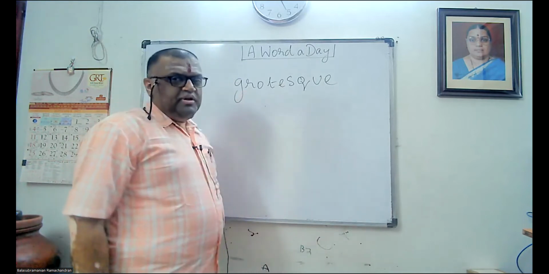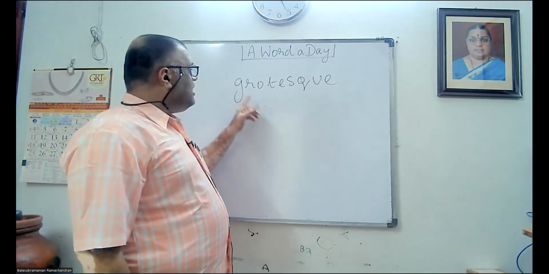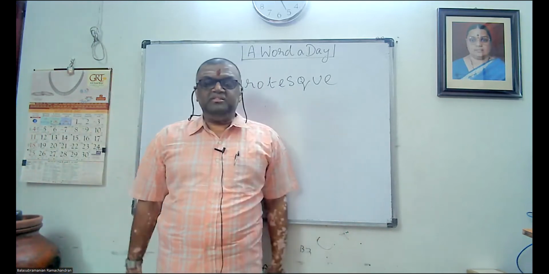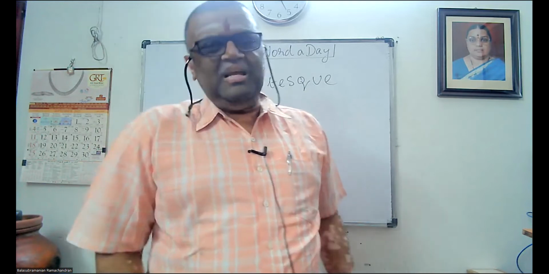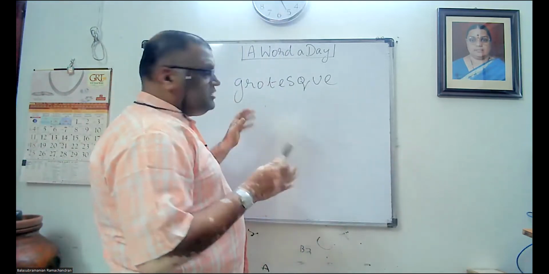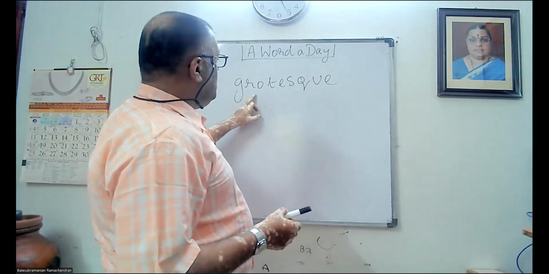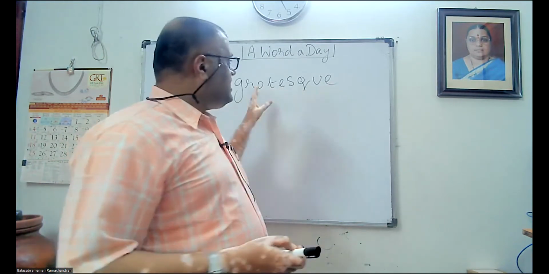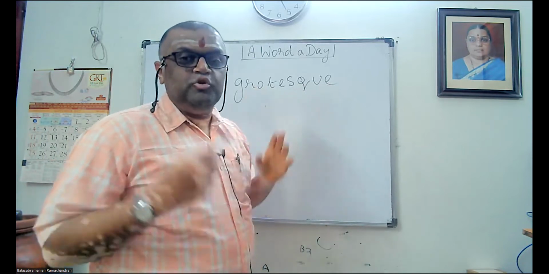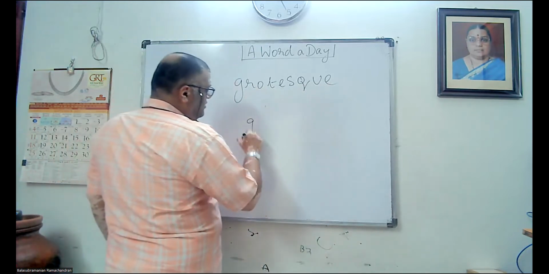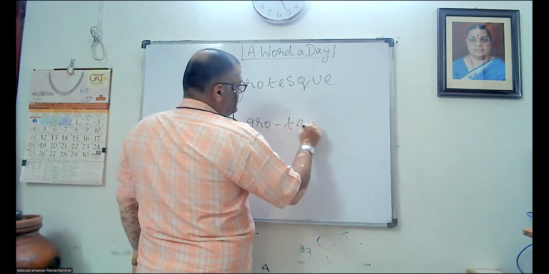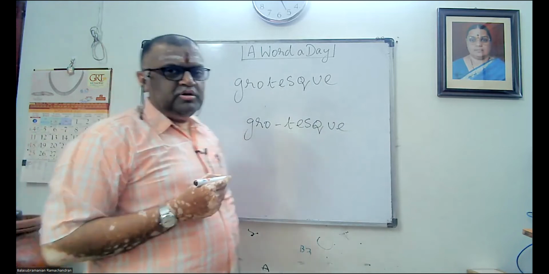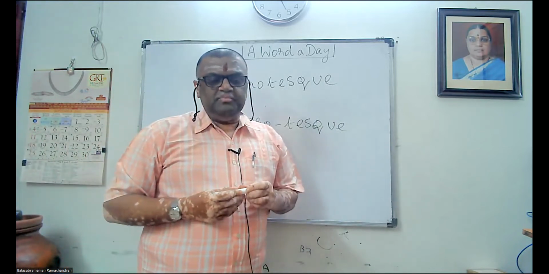So the word that we are going to look at today is grotesque, and it divides itself. Now just tell me how many syllables it will divide itself into. So the possibility is this: gro-tes-que. Not possible. So at the most, it can't divide itself into three syllables. It divides itself into two syllables: grow and tesque. I'll be sharing screen with you also, so that you are clear about how the word divides itself.